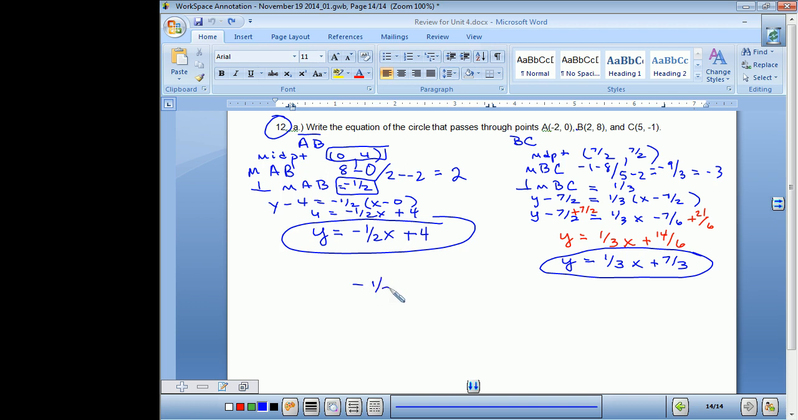So we'll say negative 1/2 x plus 4 is equal to 1/3 x plus 7/3. You guys have calculators, so dealing with fractions won't bother you. I wouldn't pick up a calculator for this problem because the common denominator for 2 and 3 is 6, and I'd be done. I'd make all my denominators go away.